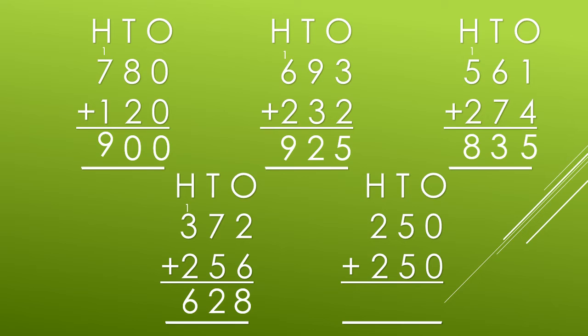In the next example, numbers are 250 plus 250. Now, first add the ones. 0 plus 0 equals 0. Write 0 under ones. Now add the tens. 5 plus 5 equals 10. 10 tens means 100 plus 0 tens. So write 0 under tens. Carry 100 to hundreds. Now add the hundreds. 1 plus 2 plus 2 equals 5. Write 5 under hundreds. So 250 plus 250 equals 500.